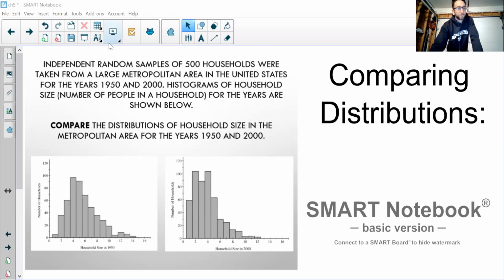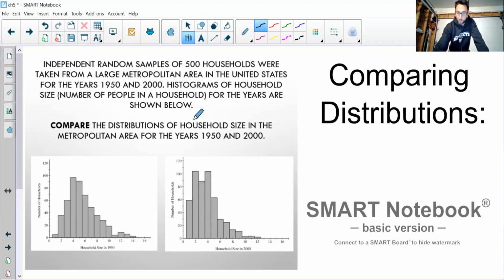a kind of oldie but still goodie. So here we go. Here's our context. Independent random samples of 500 households were taken from a large metropolitan area in the United States for the years 1950 and 2000. Histograms of household size, the number of people in a household for the years 1950 and 2000, are shown below. So our challenge is to compare the distributions of household size in the metropolitan area for the years 1950 and 2000. So this is our task.